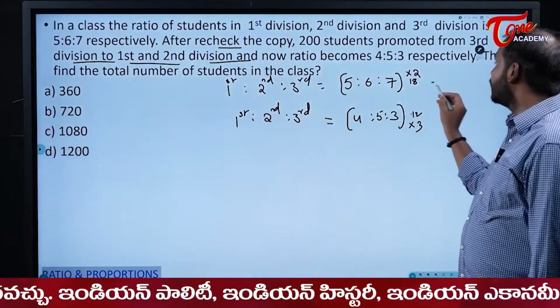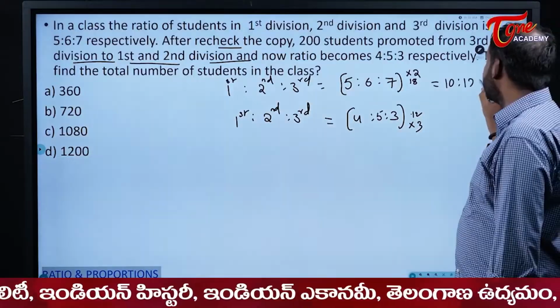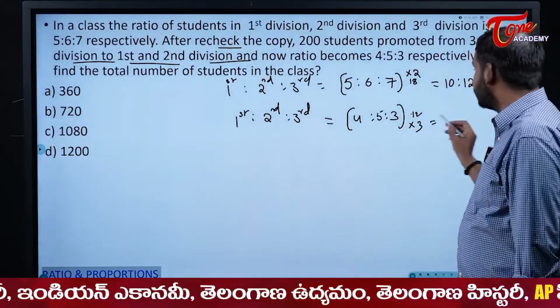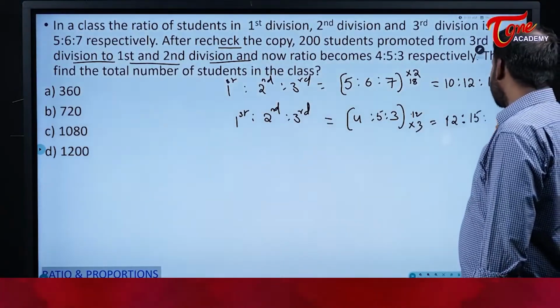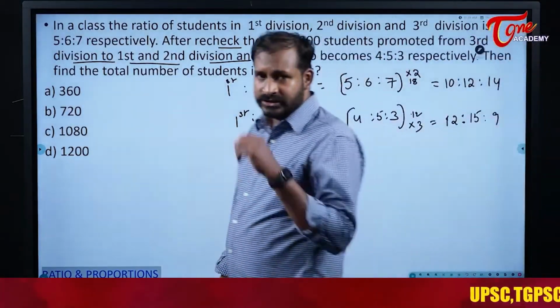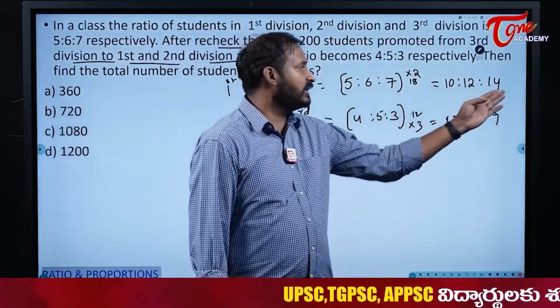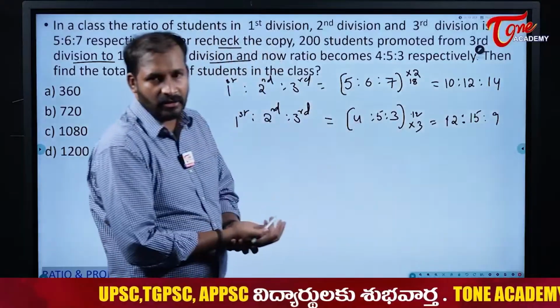So now what happens when I multiply it with 2? This becomes 10:12:14. And when I multiply this ratio with 3, what happens to this? 12:15:9. Now both ratios became equal, right? I mean the total sum became equal. Here the total is 36, here the total is the same 36. Now try to apply the concept here.